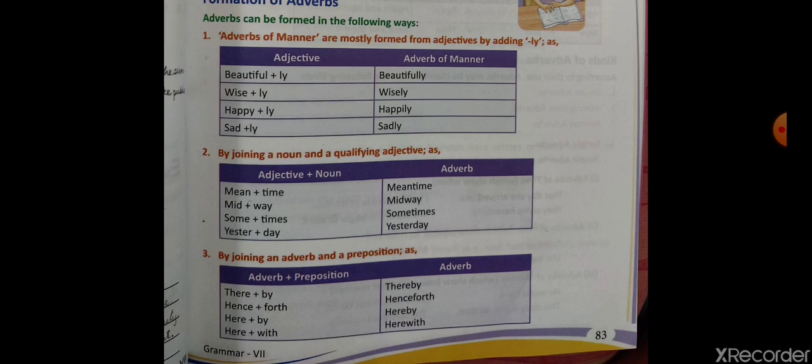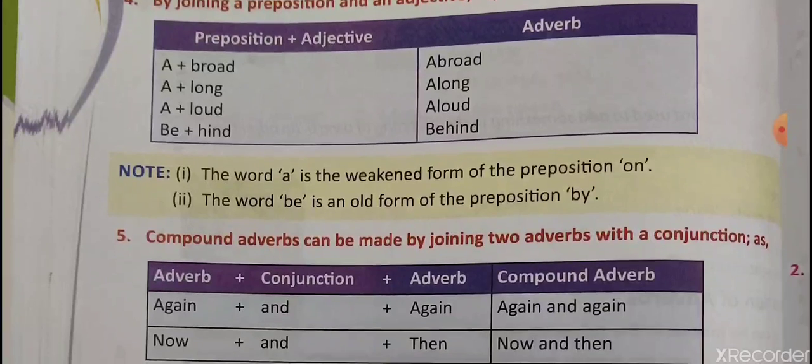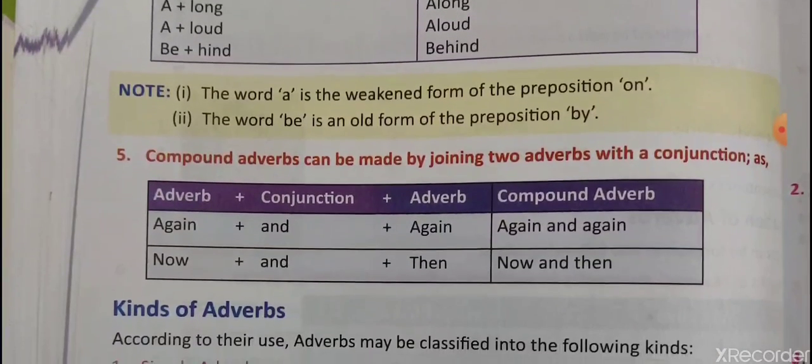Another one is by joining an adverb and a preposition together, like there plus by, thereby; hence plus forth, henceforth; here plus by, hereby; here plus with, herewith. Next, by joining a preposition and a noun, like a plus board, aboard; a plus long, along; a plus loud, aloud; b plus hind, behind. The word a is the weakened form of the preposition on and b is the old form of preposition by.